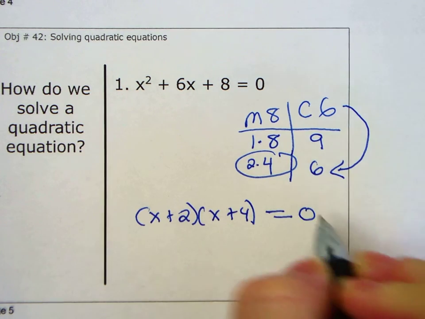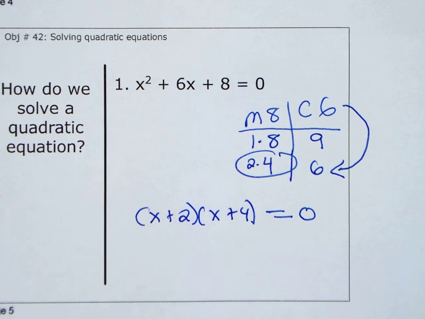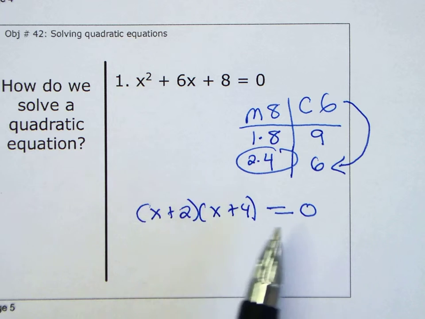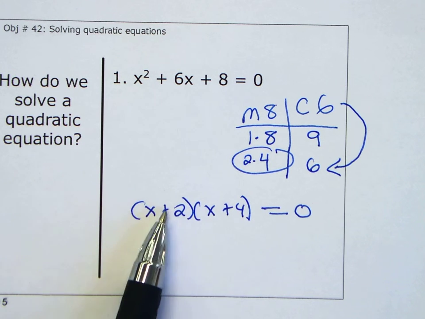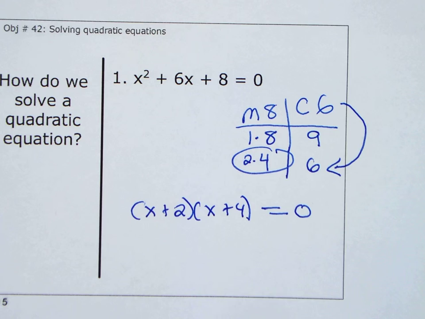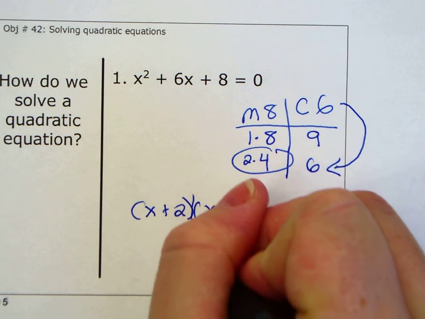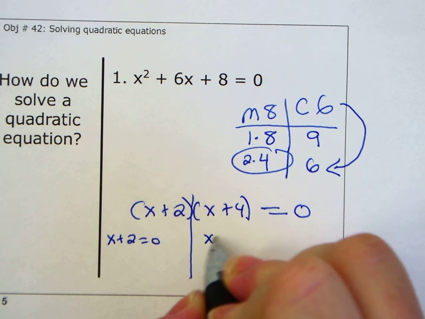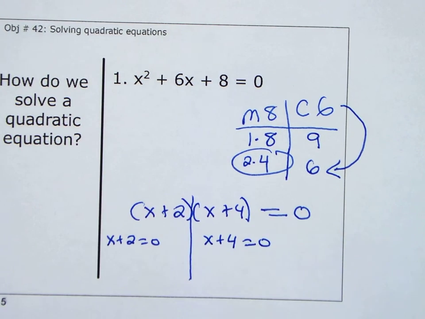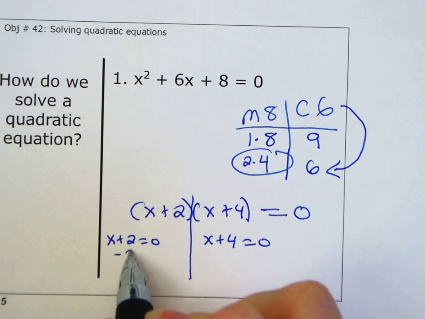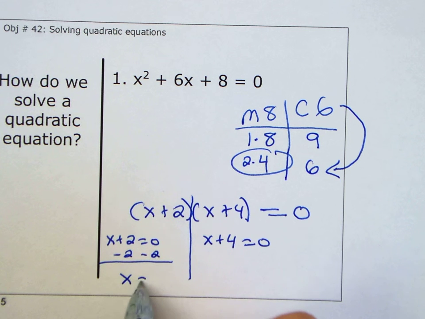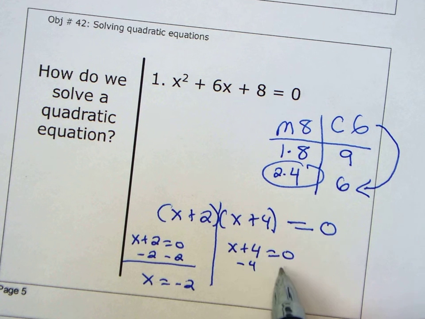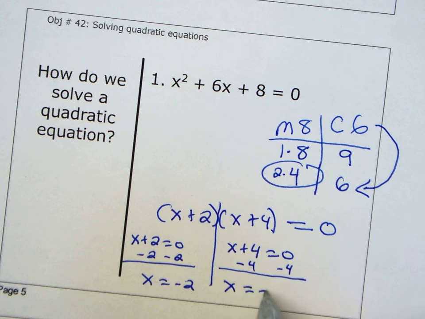But now we have this equals 0. So far, this is what we've done. We've done all this before. But now they're multiplying and equaling 0. What did we just say? When two things multiply and equal 0, what must be true? One of them has to equal 0. So x plus 2 equals 0, or x plus 4 equals 0. So we create these two equations, set both of them equal to 0, and solve. Minus 2, x equals negative 2. Minus 4, x equals negative 4.